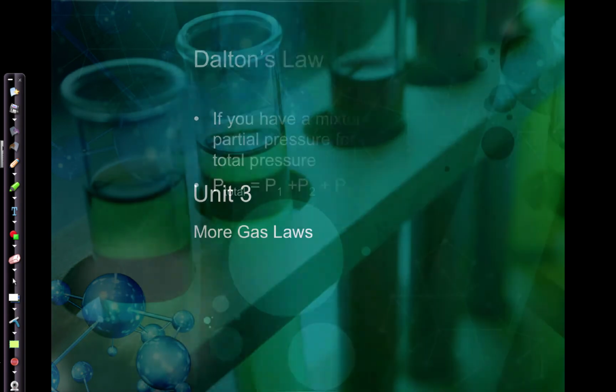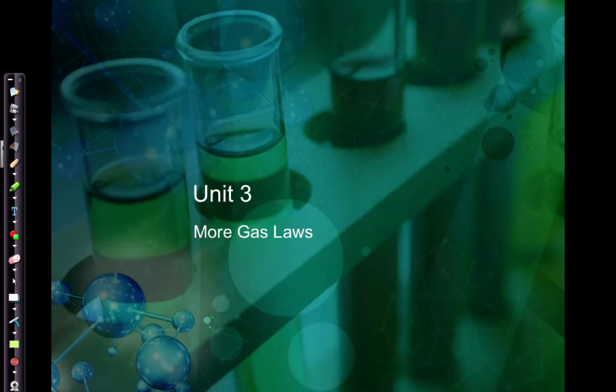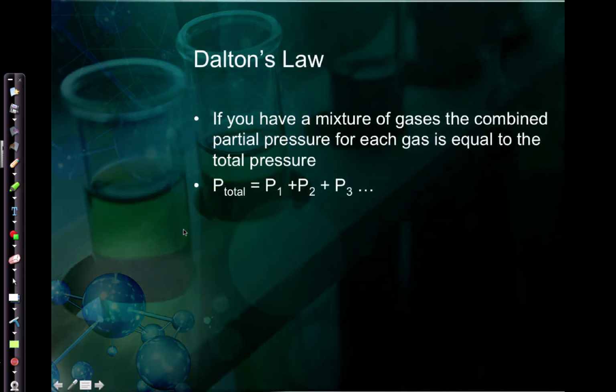Alright, so in this video we're going to talk about Dalton's law, and Dalton's law deals with situations in which you've got more than one gas in a container. So if you look at Dalton's law, basically if you have a mixture of gases, the partial pressure for each gas is equal to the total pressure.